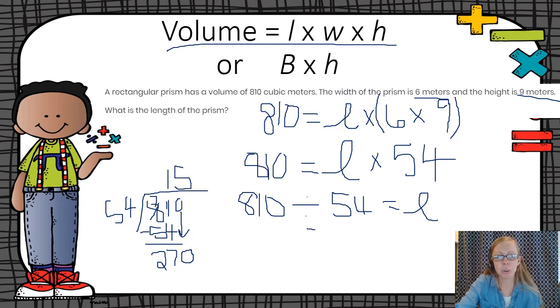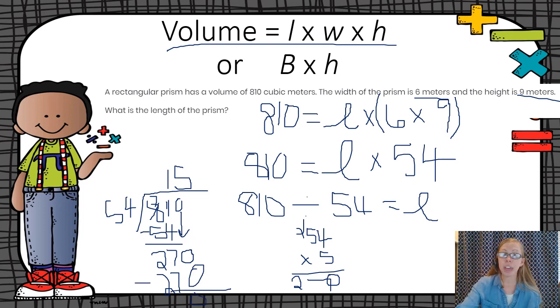5 times 54. Maybe I need to jot that down to the side if I can't do that in my head. I know that 4 times 5 is 20. 25 plus 2 is 27. So that worked out perfectly. 5 times 54 is 270. I subtract, no remainder. So that tells me the length that was missing from my original problem here. My length is 15 meters. Put a little M for meters there. 15 meters would be my length.